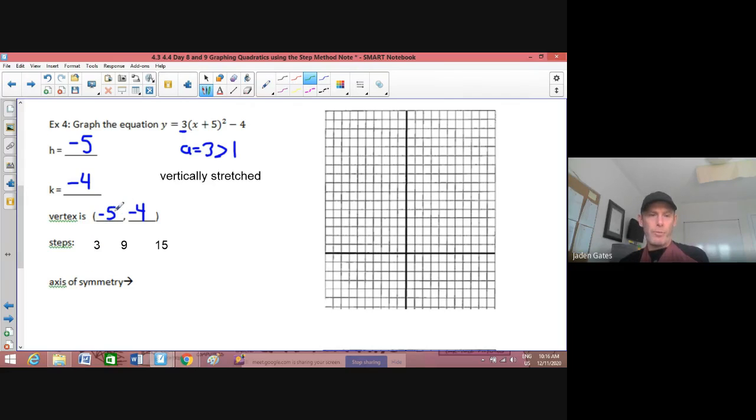All right, so now I'm going to plot my, well, I've got everything I need here, right? I got my vertex, I have my steps, so it's time to plot the vertex once again. So -5, and then down 4. So there's my vertex there. Is that right? Yep, okay. And then again, using my steps. So this time I'm going over 1, up 3. Over 1, up 9. So let's see here. 2, 4, 6, 8, 9. And 15 for sure is not going to fit.